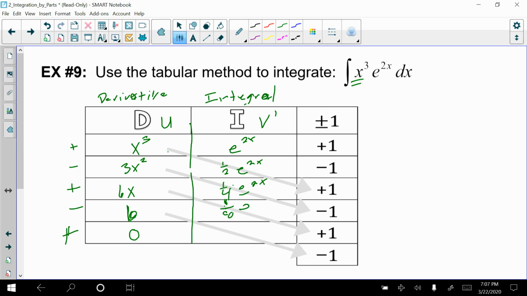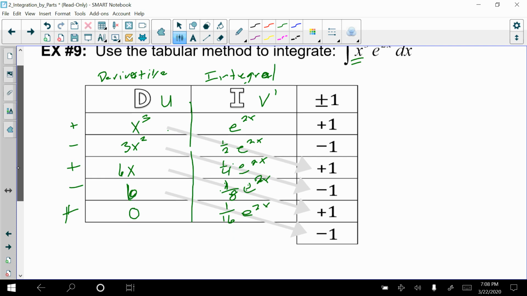1/8 e. Let's just erase that because that doesn't seem to want to be cooperating at all. 1/8 e to the 2x power. And so the last one would be 1/16 e to the 2x power.